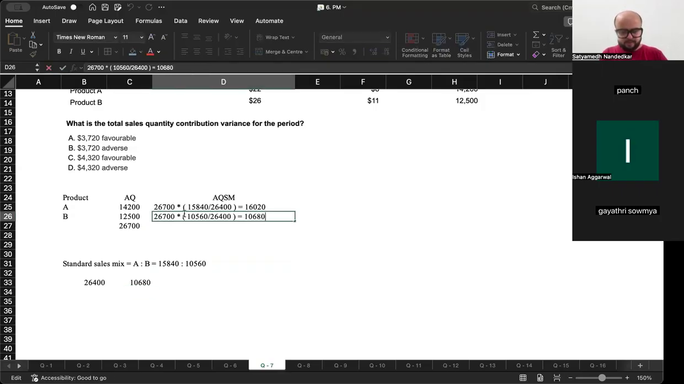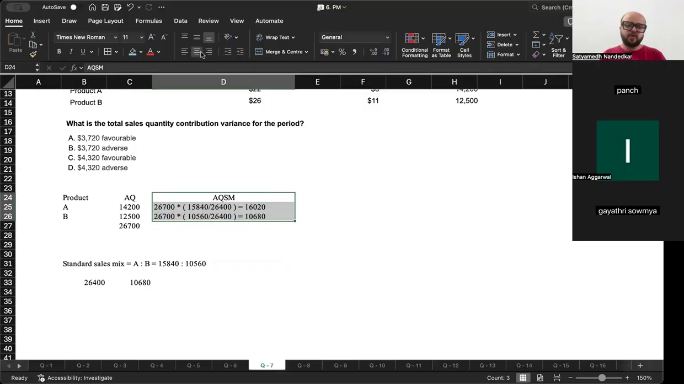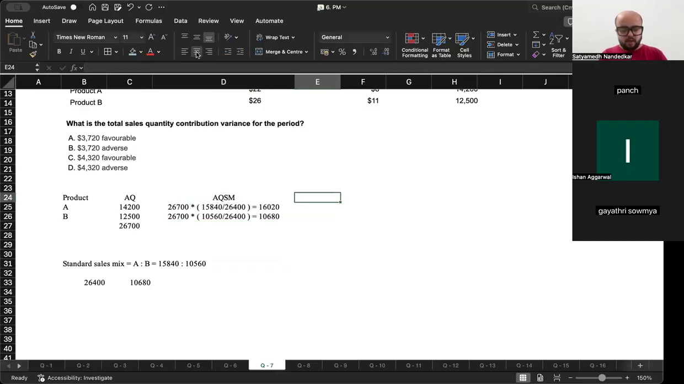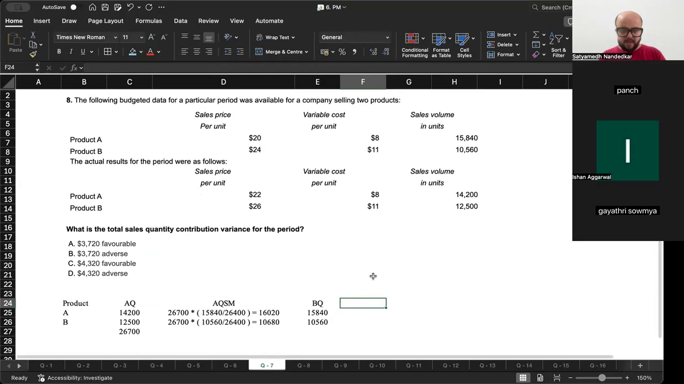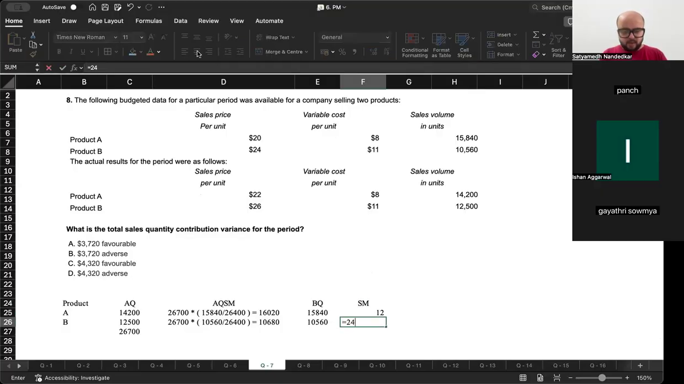10,680. This is actual quantity, standard mix. We will compare this with budgeted quantity, which is nothing but standard quantity, standard mix, right? What is the budgeted quantity? 15,840 and 10,560. Okay. Now, what is your standard margin? Standard margin here is 20 minus 8, that is 12, and it is 24 minus 11, which is 13.